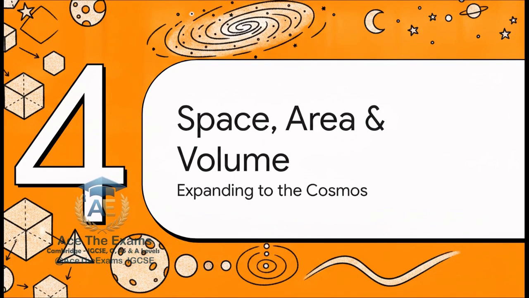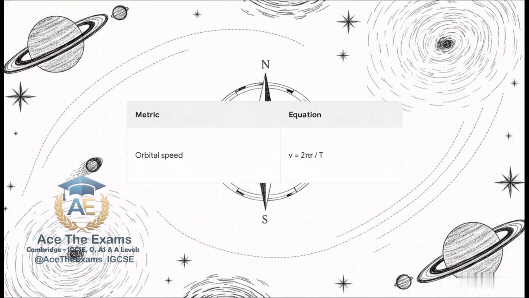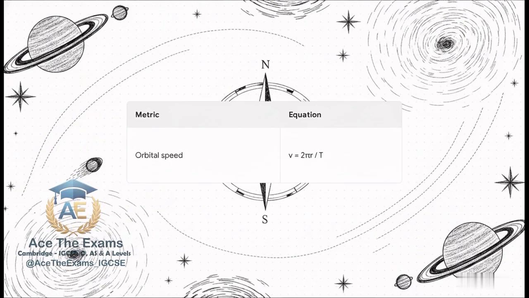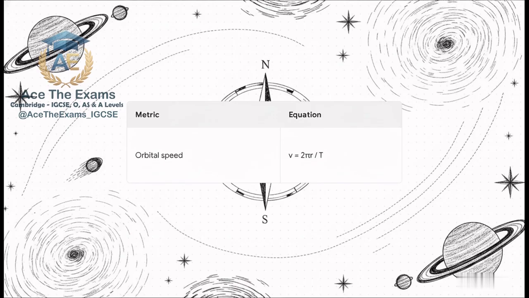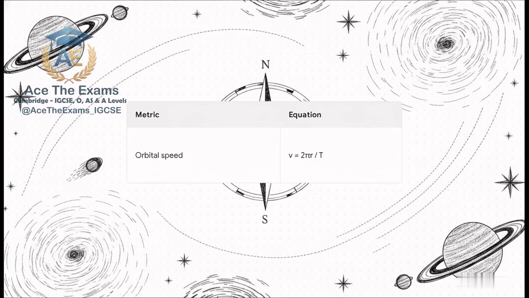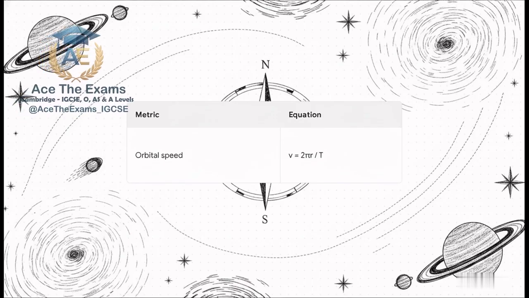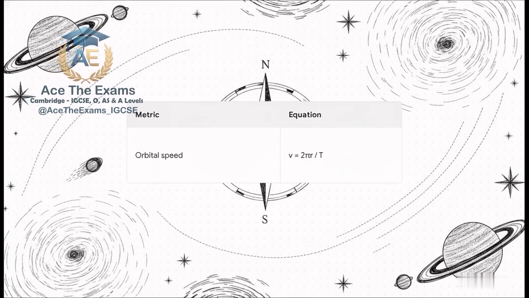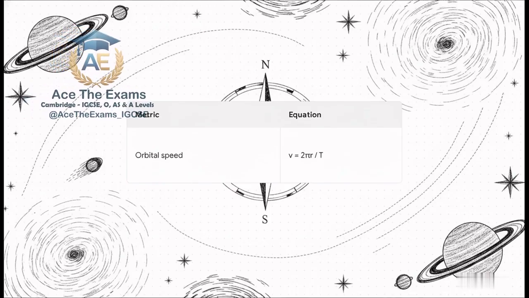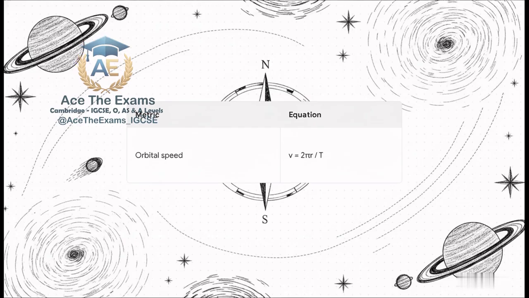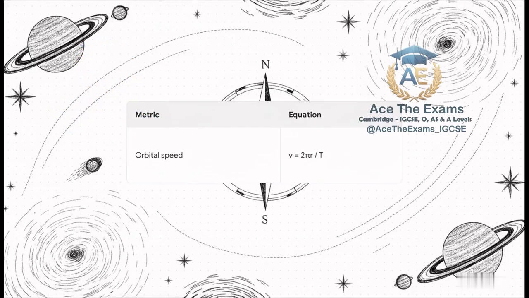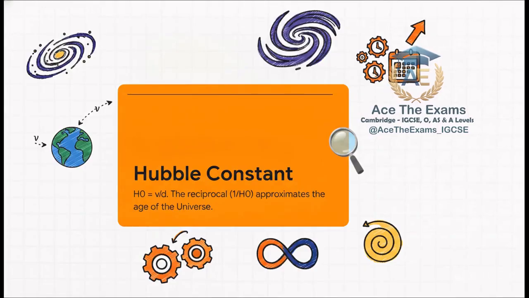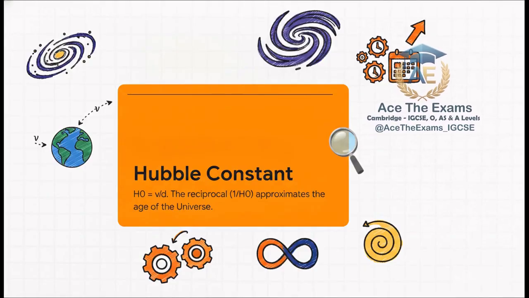Finally, we arrive at Section 4, Space, Area, and Volume. Let's expand our scale all the way out to the cosmos. I know space physics might sound super intimidating, but honestly, it's just an extension of what we already know. How do we calculate the speed of objects orbiting in space? We just use a modification of fundamental circular motion. Average orbital speed v is simply the circumference of the orbit, 2 pi r, divided by the time period, T. See? Not so scary.